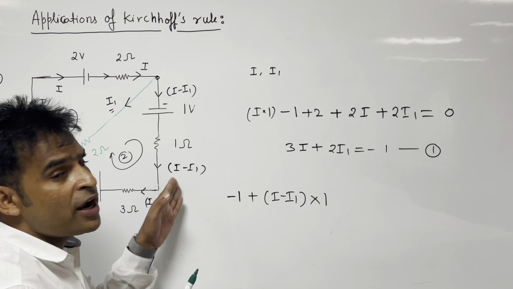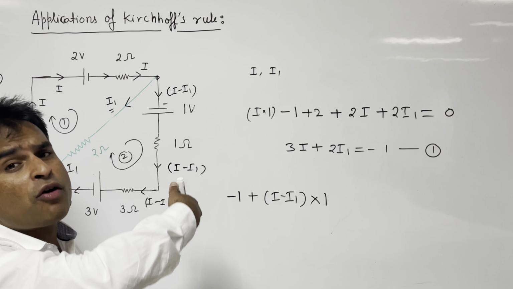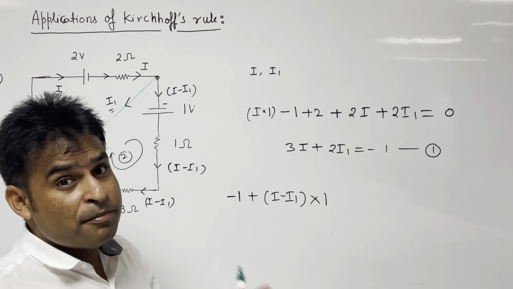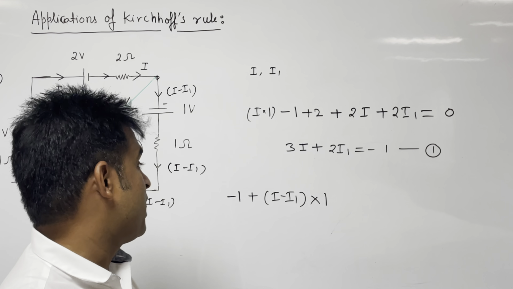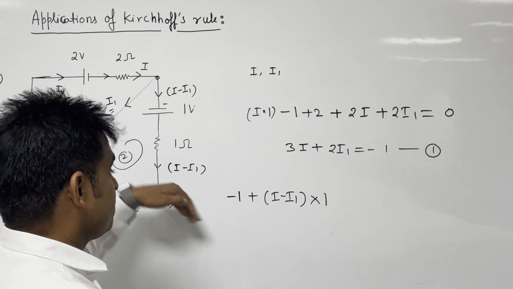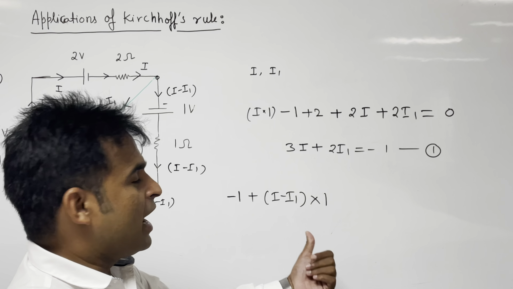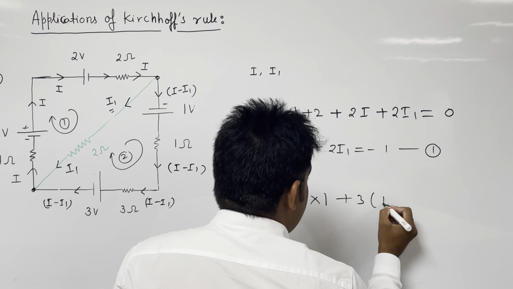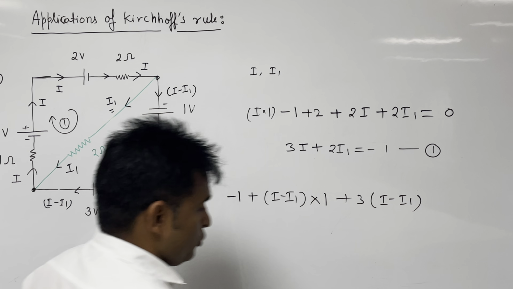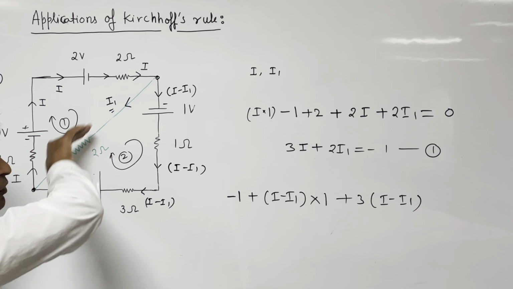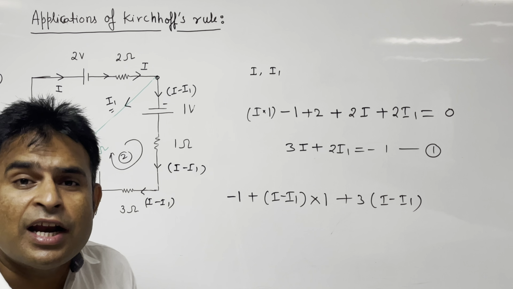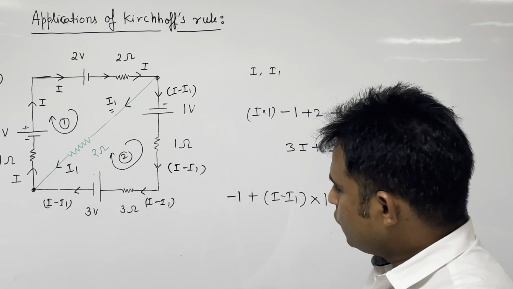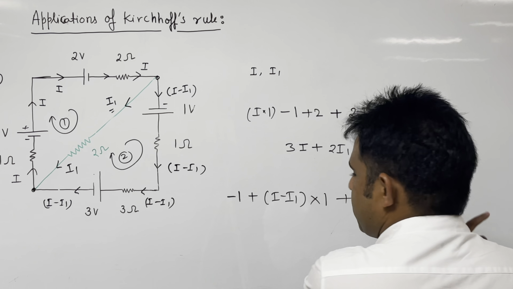Now I reach at this point, and I am moving clockwise. If I see my direction and the current direction, both are the same, so I'll write positive. That's what I did. Now I reach at this point, then I'll write 3 into I minus I1. Again I'll write positive because while moving clockwise, my direction and current direction are the same in case of the 3 ohm resistor. So 3 into I minus I1.